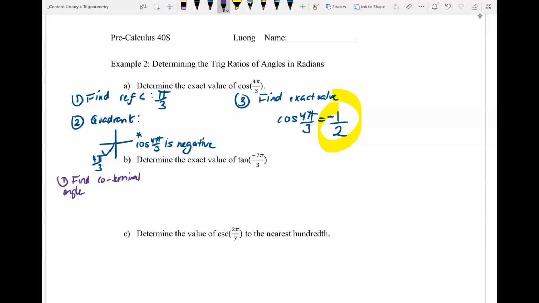And we usually do this by adding or subtracting 360 degrees. Because we're in radians, 2 pi is equivalent to 360. So I'm going to add or subtract 2 pi to find a coterminal angle. In this case, because our angle is negative, I'm going to add 2 pi. Because if I subtract 2 pi, we're just going to get a larger negative angle.